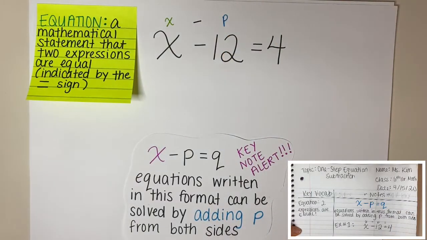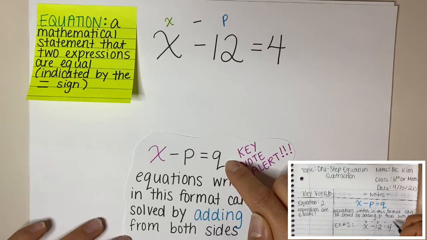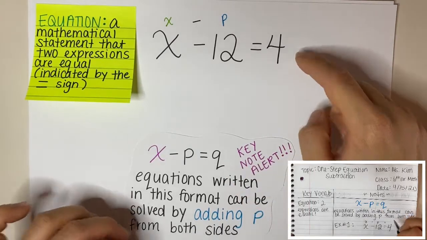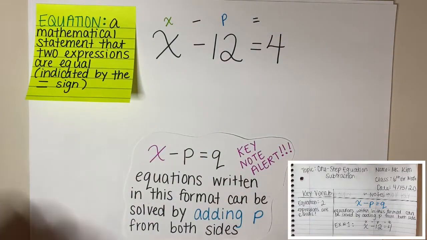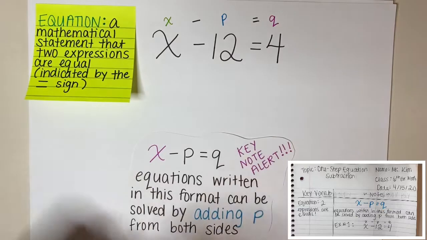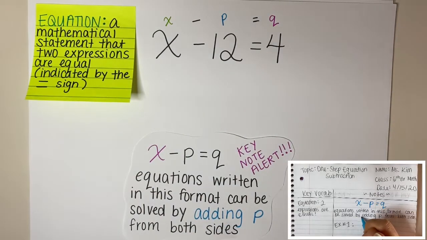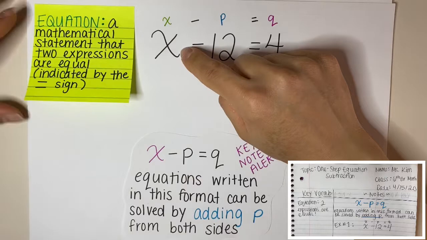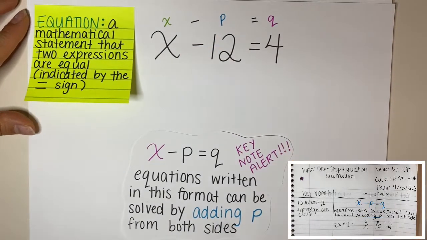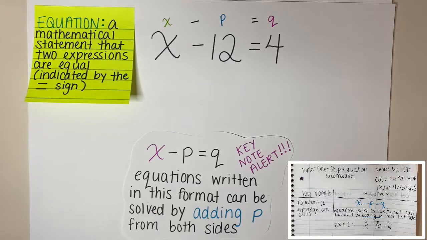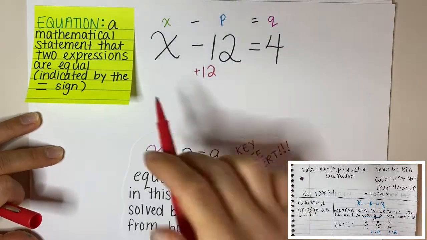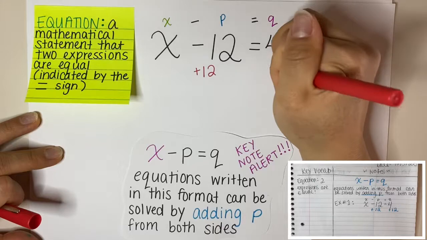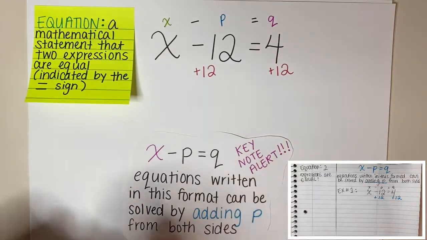And now we see, okay, the q in our keynote is alone, and the 4 over here is alone. So the 4 plays the role of our q. Well, our keynote tells us that we can solve for our variable x if we add p to both sides. So we know that 12 plays the role of p, so let's go ahead and add p on both sides. So I add 12 on this side of my equal sign, and I add 12 on the other side of my equal sign.